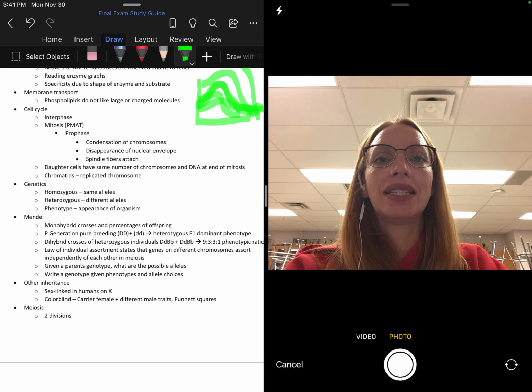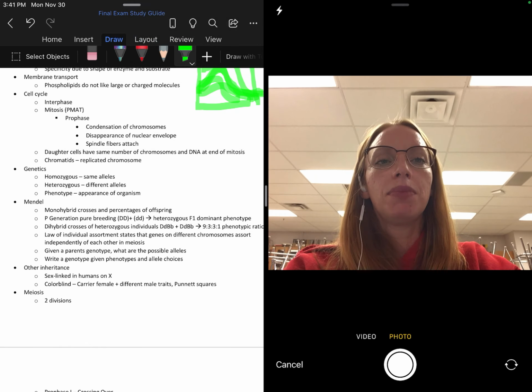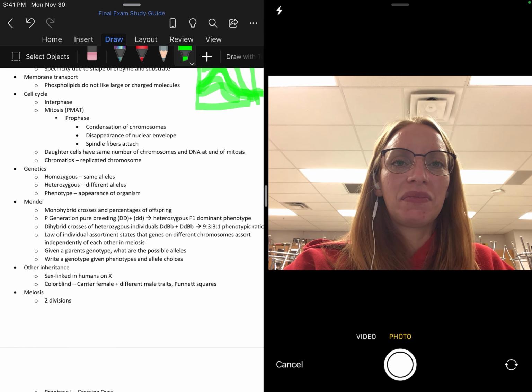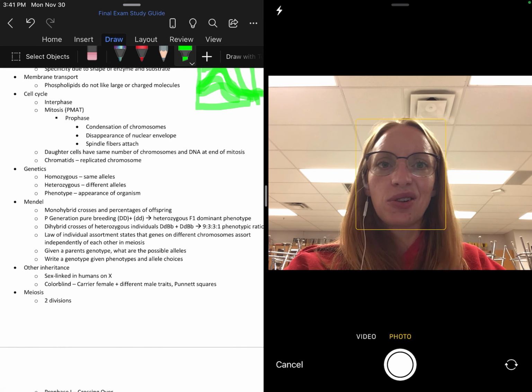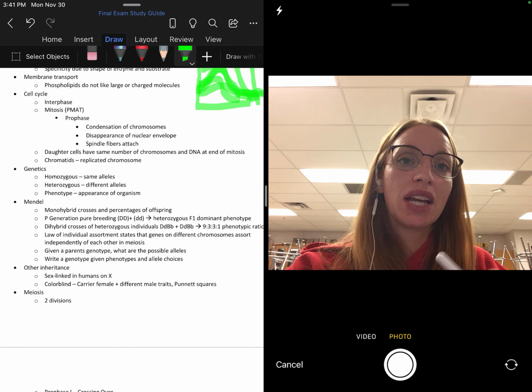There are questions about the cell cycle. And again, all of this is review. Make sure you know that interphase is the part where all the other stuff takes place when the cell is not dividing. In interphase, it's also where DNA replication will take place.